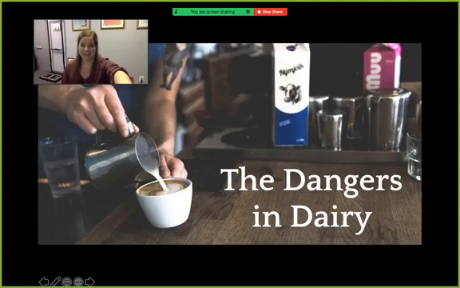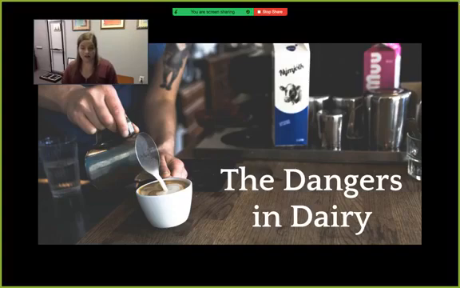Now we're off to dairy. So there is also a clear difference here between lactose intolerance, milk sensitivity, and a true milk allergy, but they can all be very easily confused.